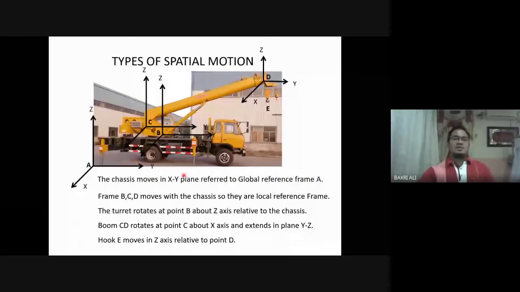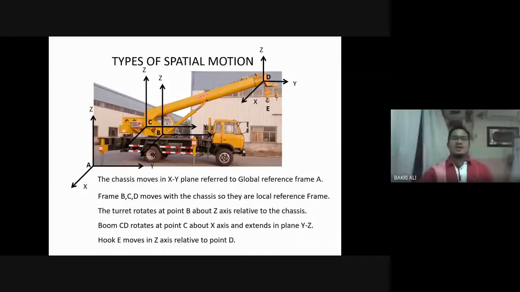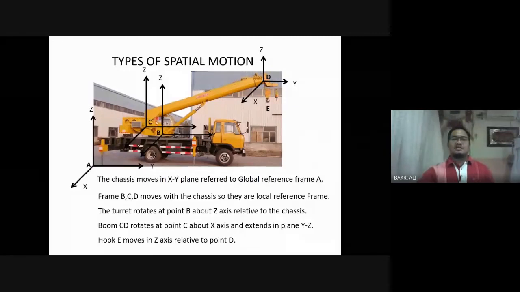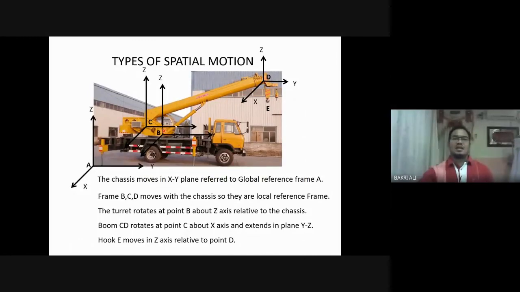So this is the global reference axis, and the others are local reference axes, which can move. This axis can move with the lorry. This axis can move with the rotation of the cabin as well as the movement of the lorry. And this local axis can move with the lorry, rotate with the rotation of the cabin and also the rotation of the boom itself. And as I said before, everything that refers to the global axis is an absolute position.